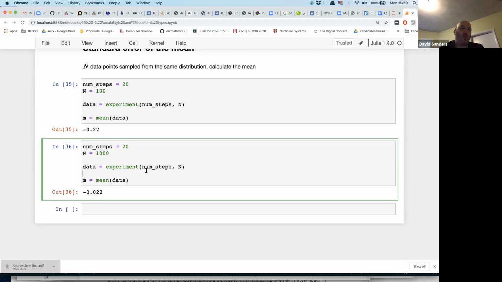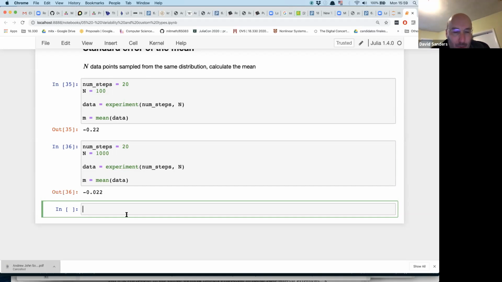And so the question is, how far away are you from the true mean? The standard error of the mean is actually given by the sigma of the distribution, which I can calculate with the STD function in StatsBase. I think this is a terrible name, but that's what the name is. Standard deviation, right? ST for standard and D for deviation. I don't understand why it can't just be called standard deviation, but there you are.